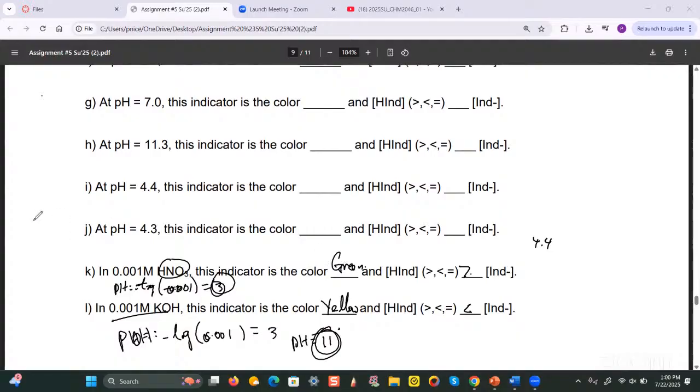So let me clear this here. So what would be the color here? And what would be the color here then? Would be blue, right? Yeah, you're absolutely right. And this would still be greater than. All right, okay, thank you for that. Okay, my bad. All right, any other questions about this?